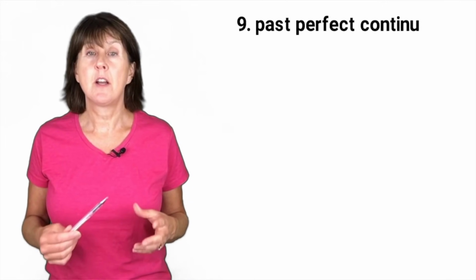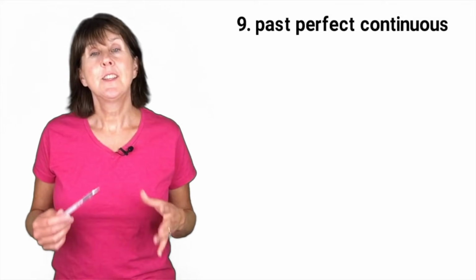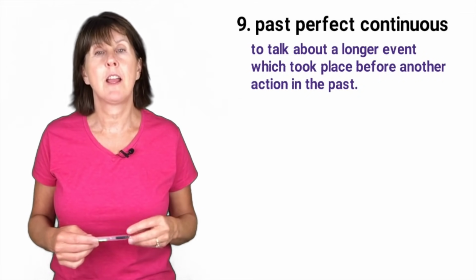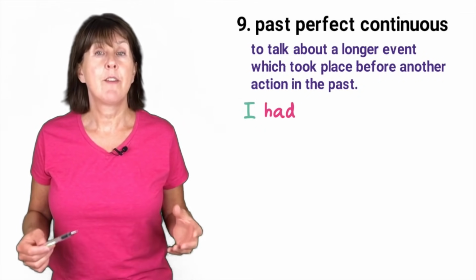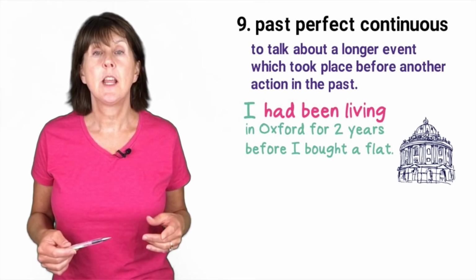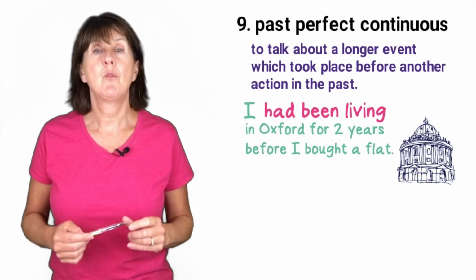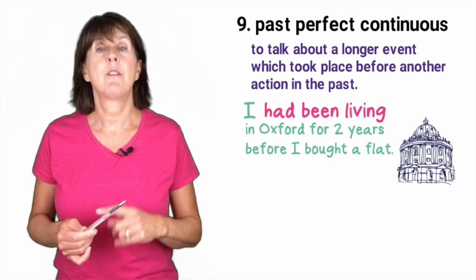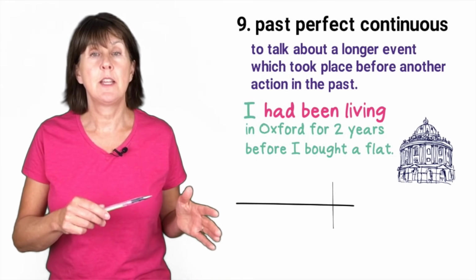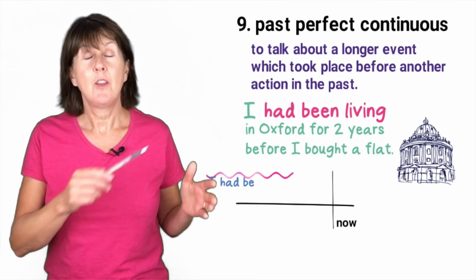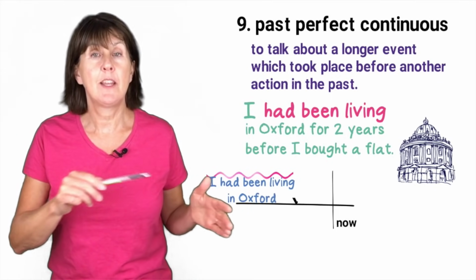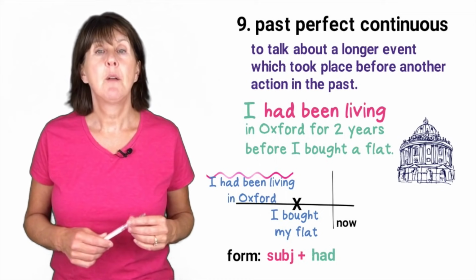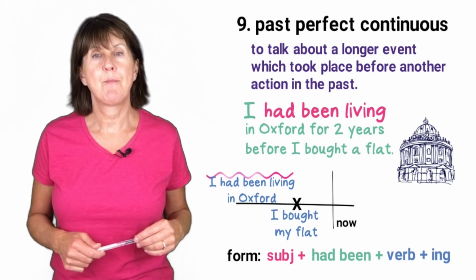So let's move on to the past perfect continuous. So we use the past perfect continuous to talk about a longer event which took place before another action in the past. So here we have I had been living in Oxford for 2 years, so that's over a period of time, before I bought a flat. So this is a continuous tense and therefore happens over a period of time before another event in the past. So I had been living for 2 years, and on the timeline we can see you had been living in Oxford before you bought the flat. The form here is the subject plus had been plus the ing form of the verb.